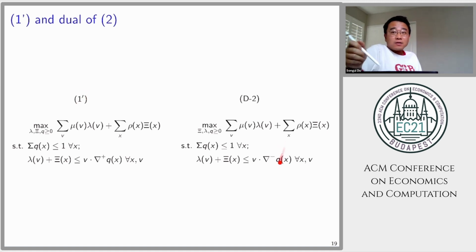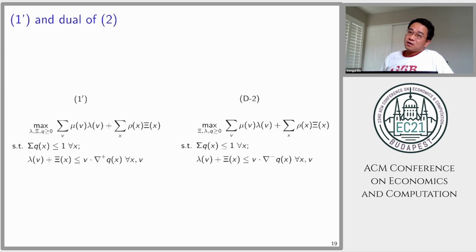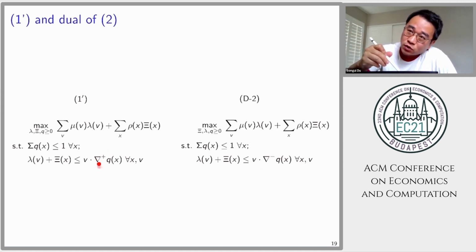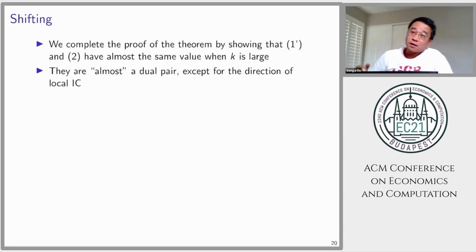Okay, so in the final step of the proof, we need to show that this doesn't matter. Intuitively, it shouldn't matter when the grid size is small, as k goes to infinity. Whether you look at the upward derivative or the downward derivative, it doesn't matter at all. And that final proof actually turns out to be quite tricky to show exactly.